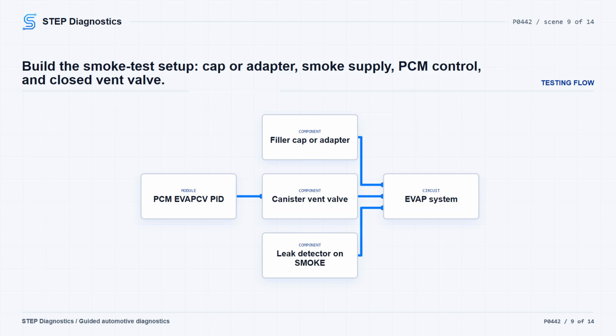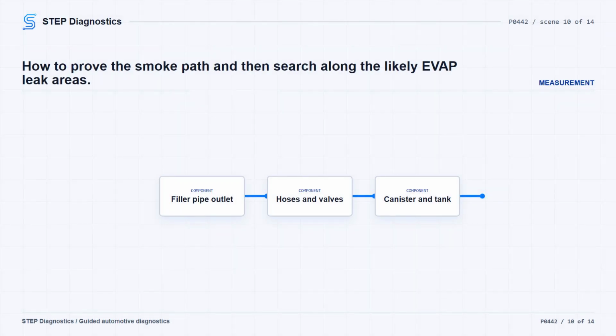Close the EVAP canister vent valve by commanding the EVAP PID on at 100% duty cycle, then start the smoke supply. First, verify the connection at the fuel vapor to EVAP canister line at the purge valve is not leaking. If smoke does not exit the fuel tank filler pipe after the system is pressurized, command the vent valve open. Once smoke is seen at the vent valve, command it closed again. When smoke exits the fuel tank filler pipe, install the fuel filler cap or remove the supplemental refueling adapter. Keep applying smoke.